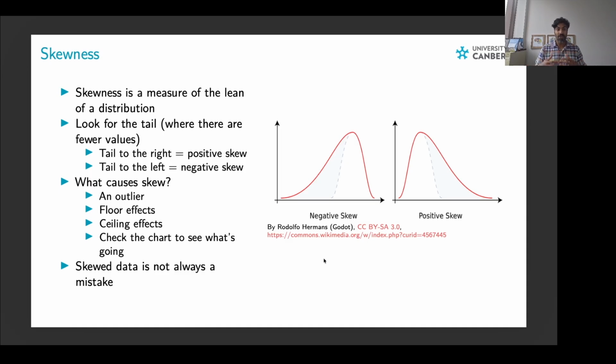So how do we work this out? Well, we check the chart and see what's going on. So once you have a look at the chart and get a sense of where the values are clustered around, you can get a sense of the skewness that's happening. Now, skewed data is not always a mistake. Sometimes it's a nature or a property of what you're studying, the phenomena that you're looking at.